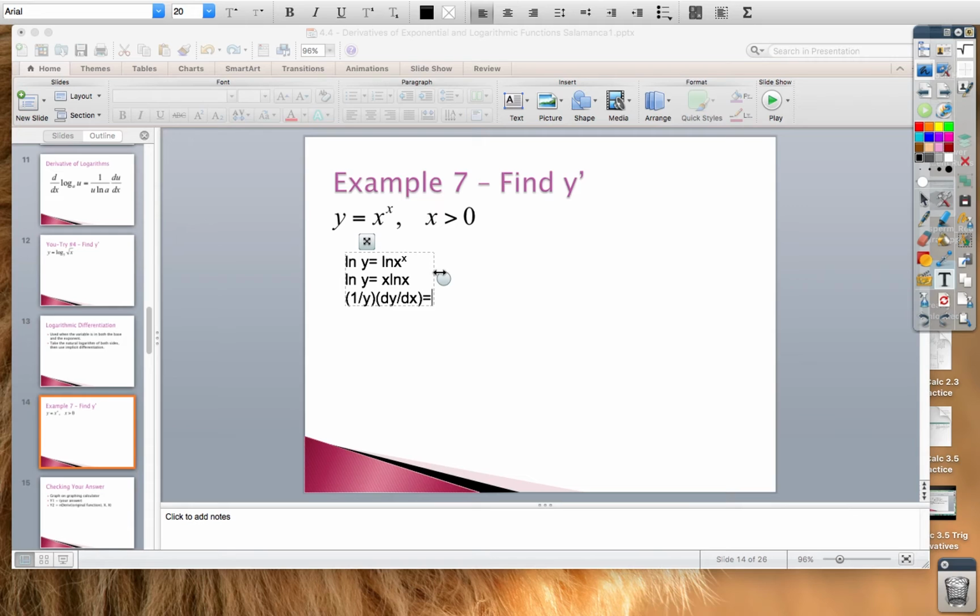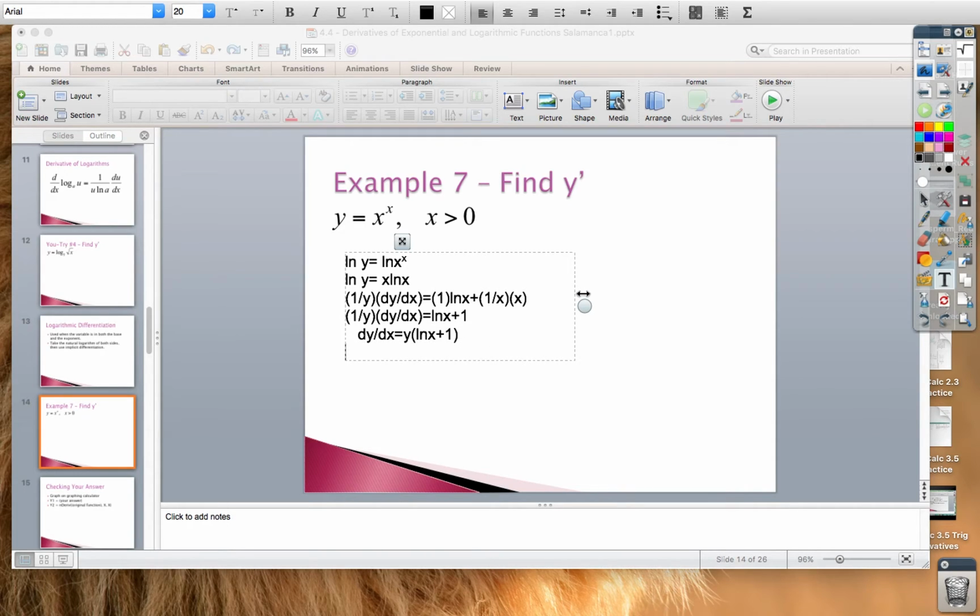Equals, notice we have the product rule here now. So derivative of the first, so derivative of x is 1, times the second, plus derivative of the second, times the first. So we're left with 1 divided by y dy/dx equals ln x plus 1. Again, we want to isolate the dy/dx, so we're going to multiply by y to both sides. That's going to leave us with dy/dx equals y times ln x plus 1.